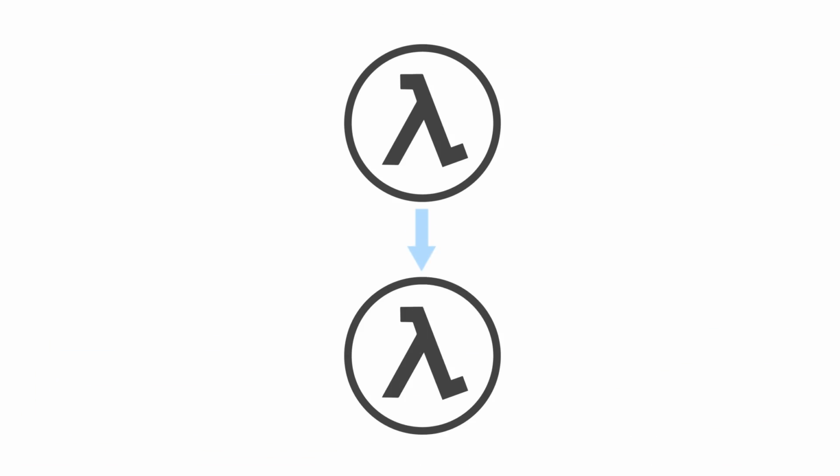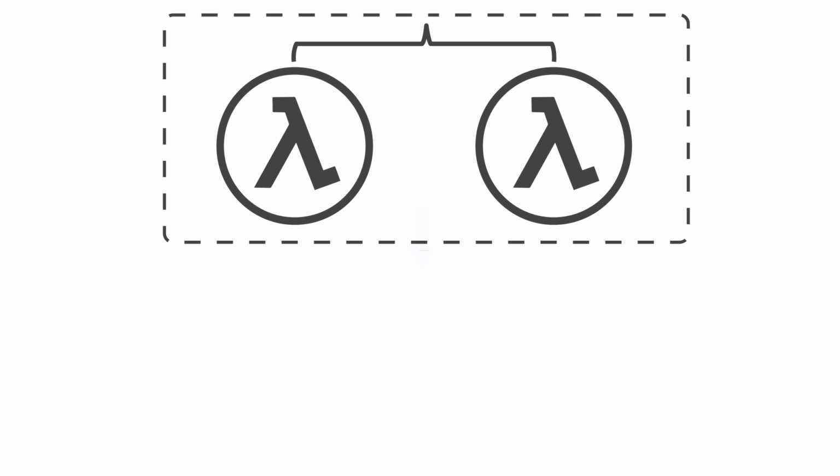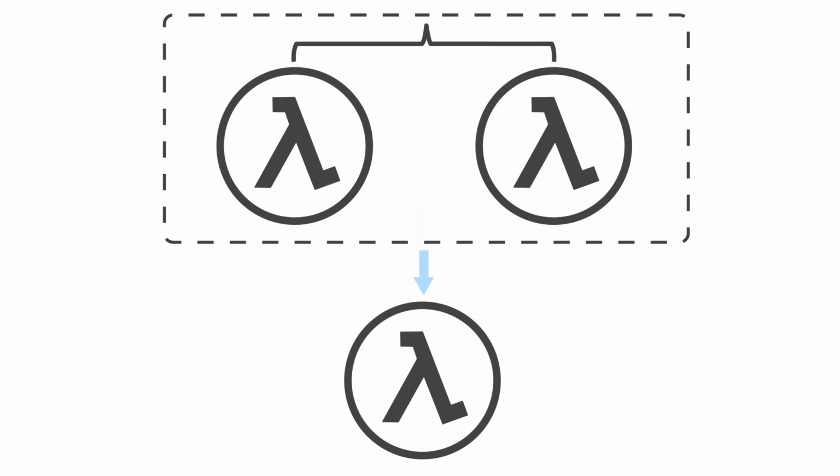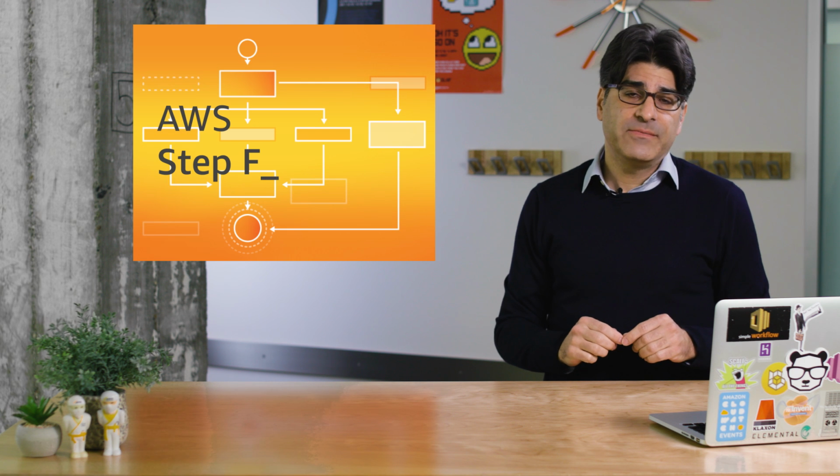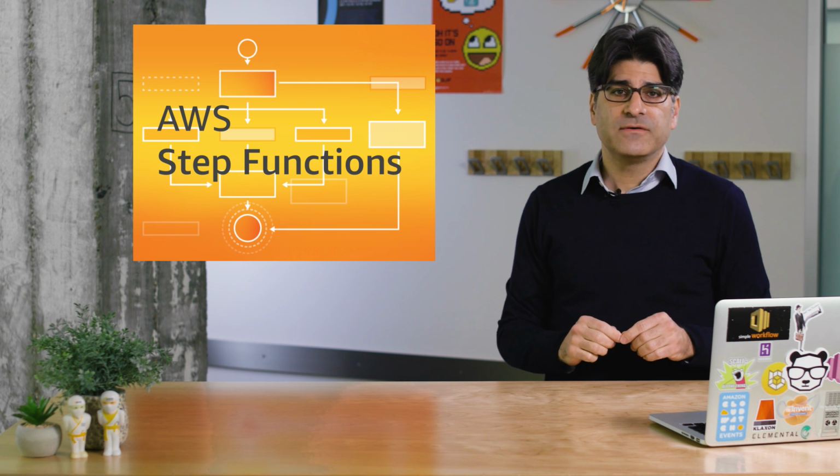For example, you may want a second function to always follow a first and only run if and when the first succeeds. You may want to execute 2 functions in parallel and feed the combined results into a third. Or maybe you would like to choose between 2 functions based on the output of a first function. You could write a lot of code to choreograph the interaction of your microservices, or you could use AWS Step Functions to coordinate your workflows.